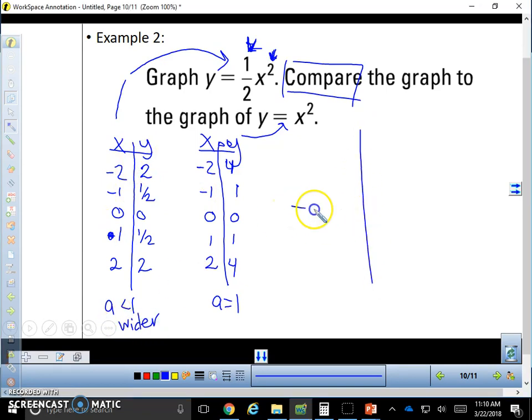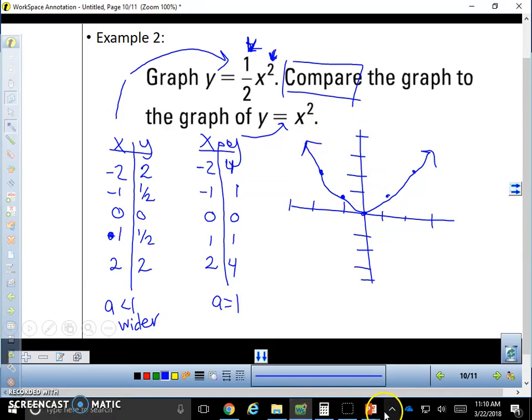In our graph, you should have a perfect graph, not a sketch. This is a sketch for me because you have graph paper, okay? Our first one, -2, +2, -1, +0.5, 0, 0, and it's going to mirror that. Here's our first parabola. Our second parabola, -2, +4, -1, +1, 0, 0, and it's going to mirror that.